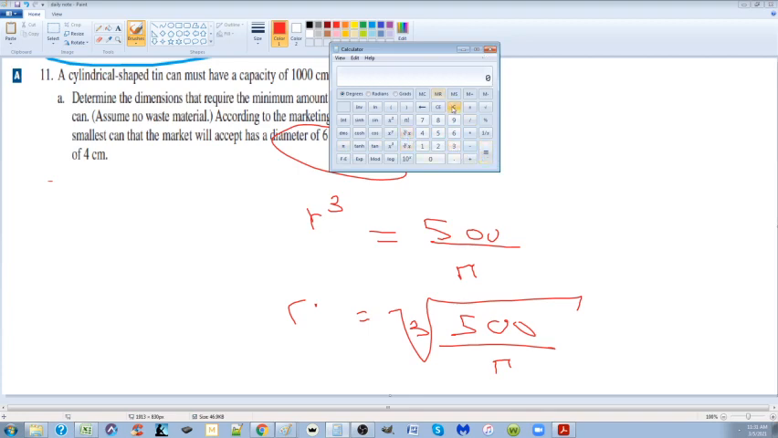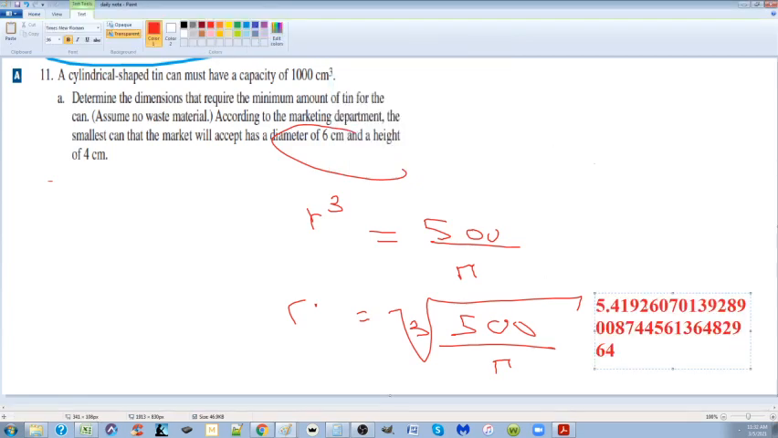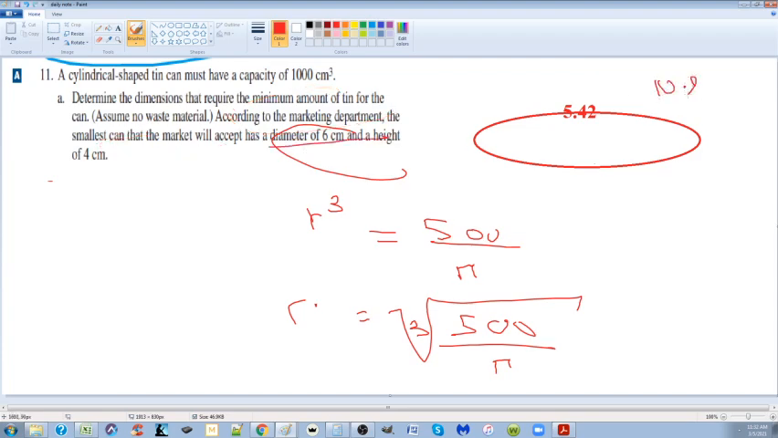Oh, got a wrong answer. 500 divided by pi equals. That makes more sense. And then we're going to take a cube root of it. And we get 5.419. So we get a nice little, let's call it 2. So we get a radius is equal to 2. And we have to go back to our dimensions. And remember that this is the radius of the circle at the top. So in order to figure out the height of this thing, and what are they asking? The smallest amount of diameter, so that means the diameter is 10.84.